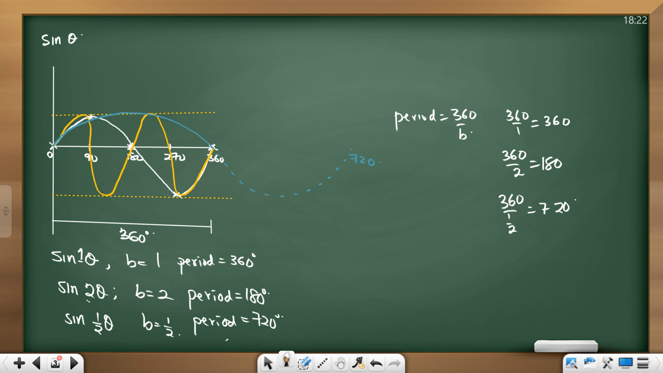So B is the number of complete graphs. Period is, for those of you that do physics, we talk about wavelength. So period is the wavelength of a graph. If I give you sine 3/2 theta, what does it mean? Draw 1.5 graphs in the space of 360. So what's the period? What's the length of one graph?